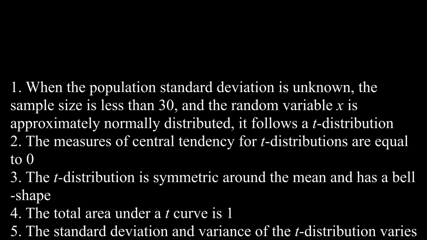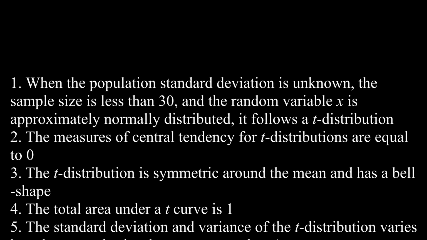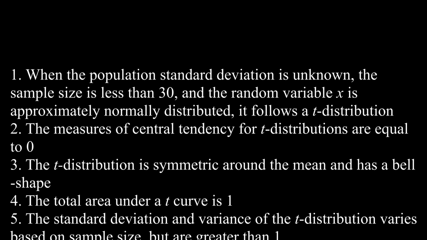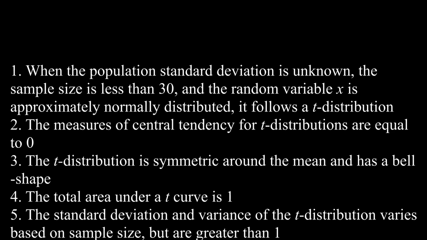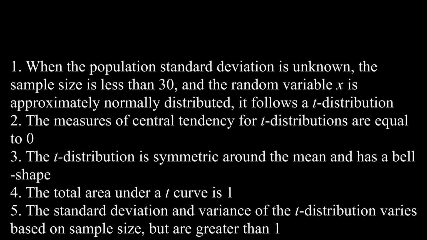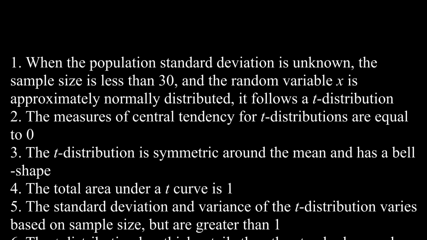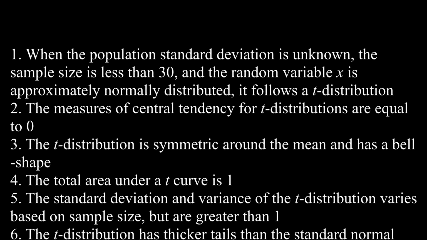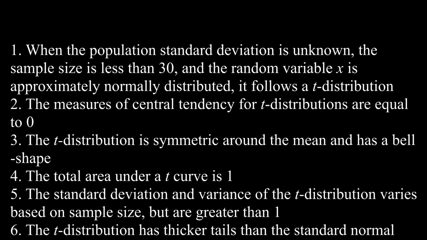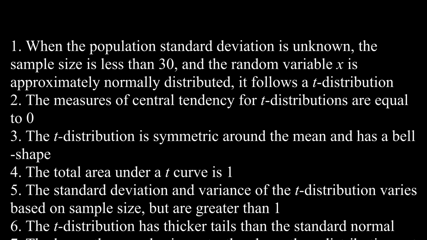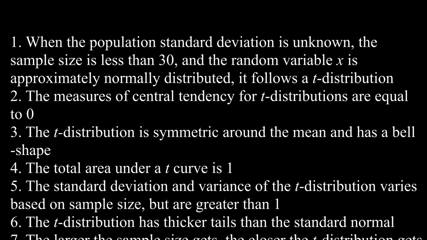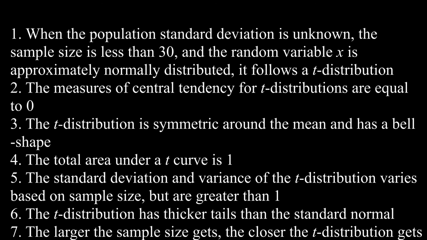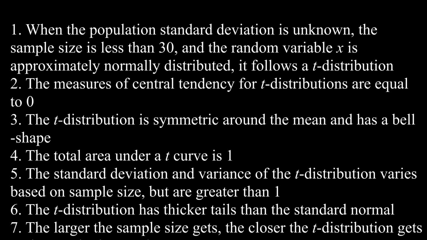Or it's important that I say a t-distribution there, because we don't really have the t-distribution. I'm being clumsy with my articles, but t-distributions are not unique things. They are families of curves based around things called degrees of freedom, which I'll talk about in a second. But the measures of central tendency for t-distributions are equal to 0. The t-distribution is symmetric around the mean and has a bell shape. The total area under the t-curve is 1.